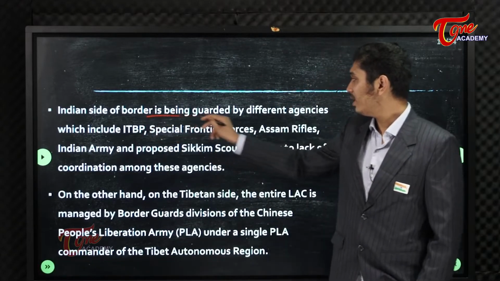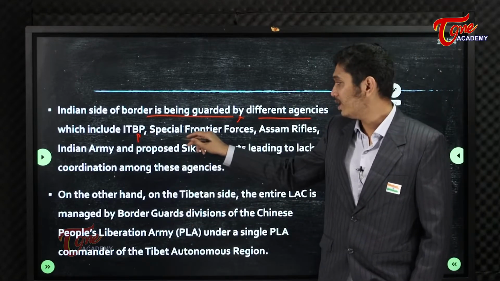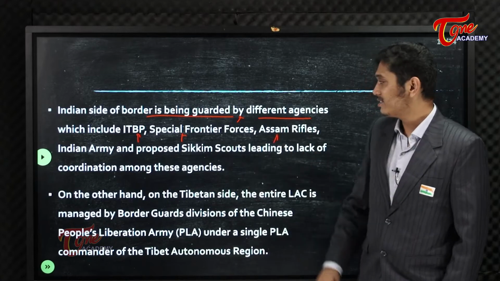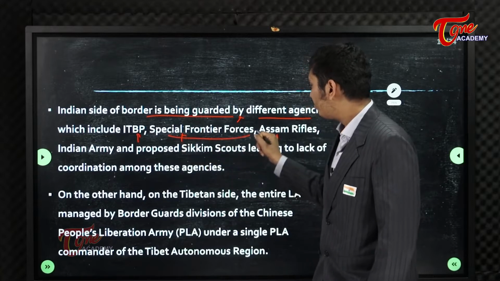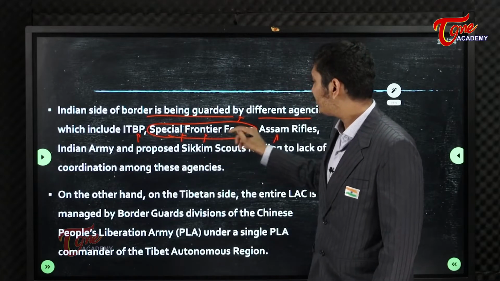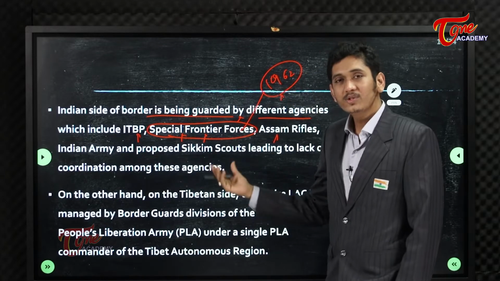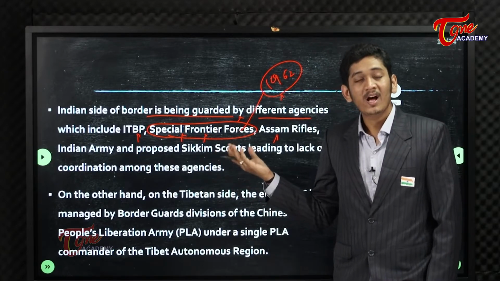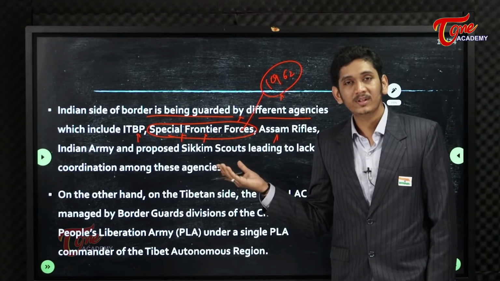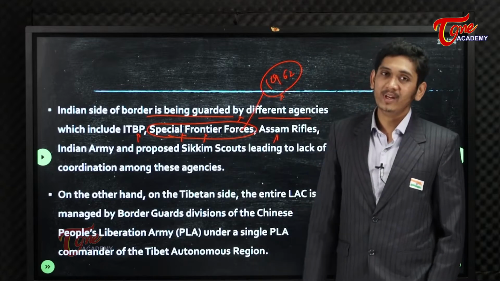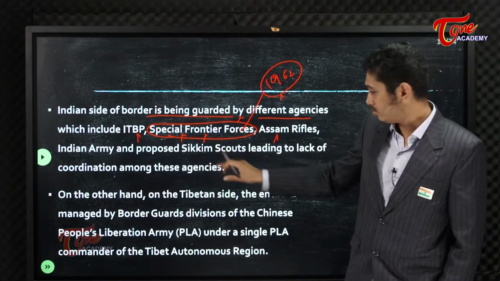The Indian side of the border is guarded by different agencies, which include ITBP, Special Frontier Force, Assam Rifles and the Indian Army, especially in this eastern segment. This Special Frontier Force, my friends, was created after the 1962 Indo-China War. Most of the members recruited in this are Tibetan exiles. This is one of the premier forces. It doesn't come under the Indian Army, but it is a premier force. I have said an elaborate clause on this also.